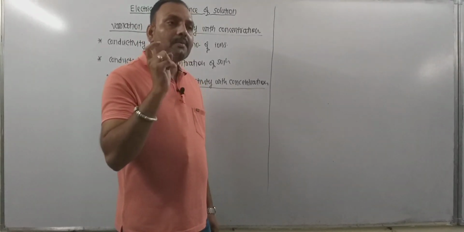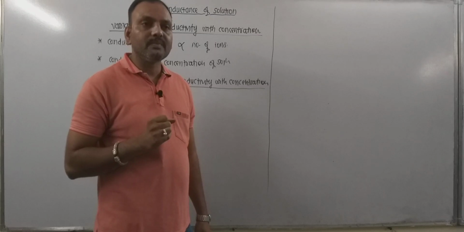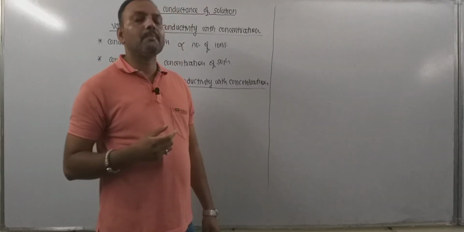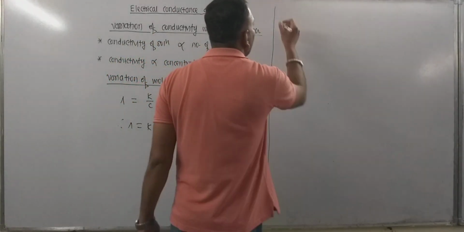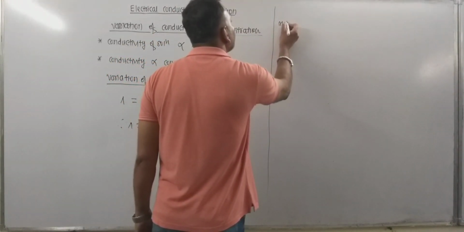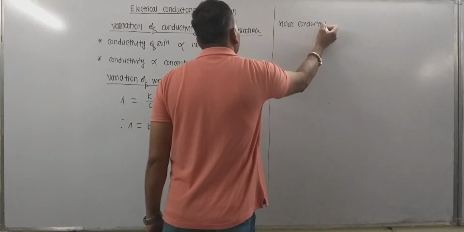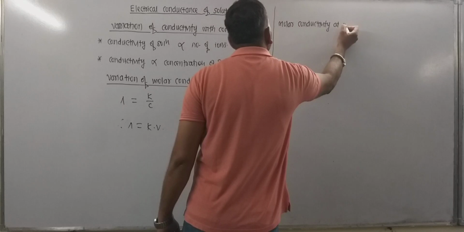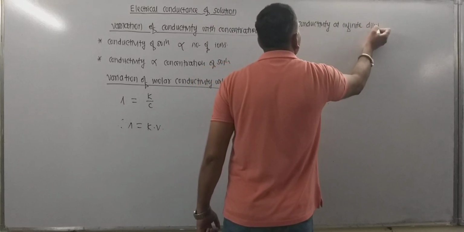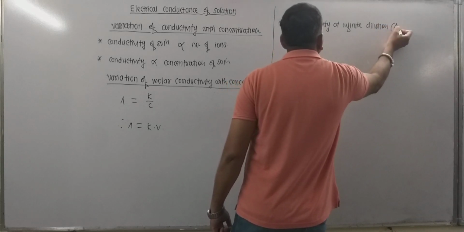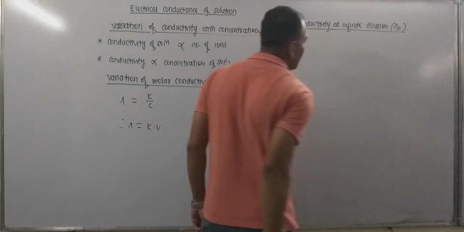Remember, that very stage is known as infinite dilution. And the molar conductivity reported at that very stage is known as molar conductivity at infinite dilution. So, molar conductivity at infinite dilution, that is lambda naught, or one can say molar conductivity at zero concentration.